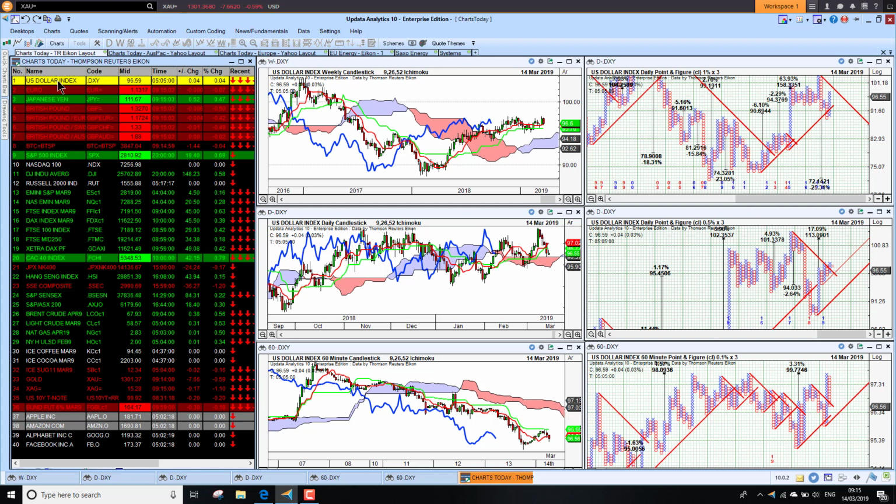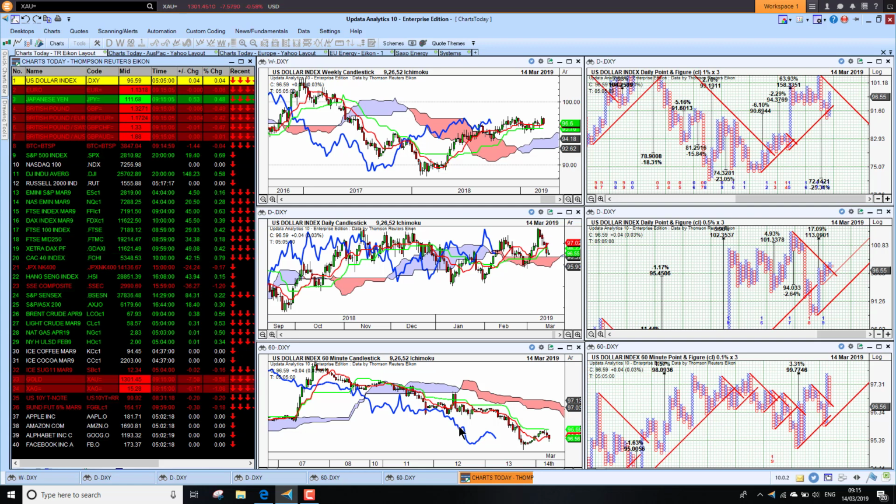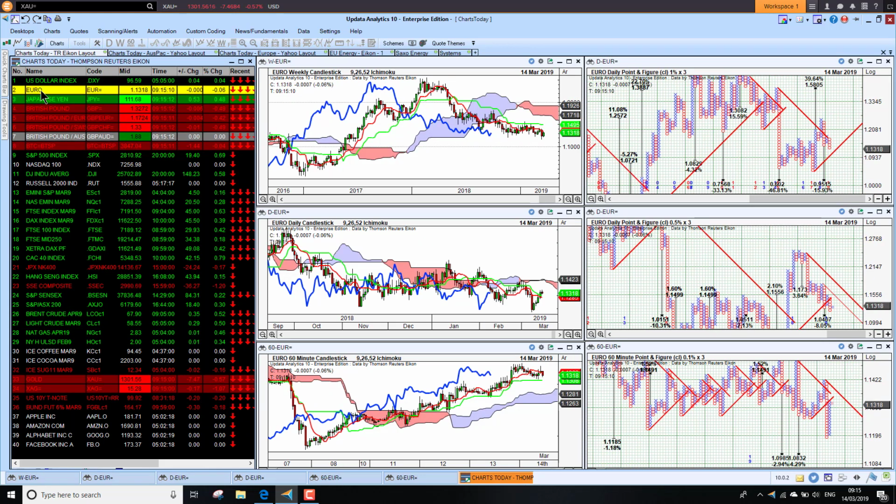The dollar index itself is actually just still short-term bearish. We're just falling away here, but the medium and long-term trends are still holding bullish. The Eurodollar, therefore, is rising on that weaker dollar, but still bearish medium and long term.